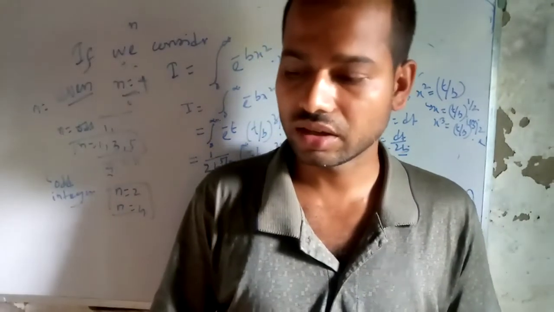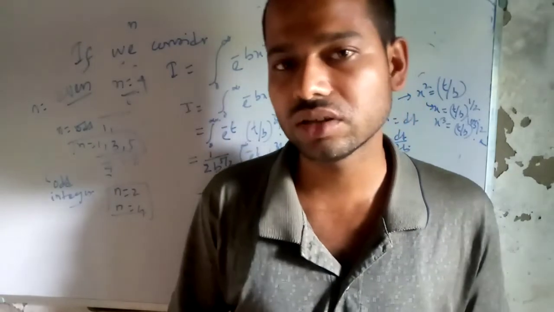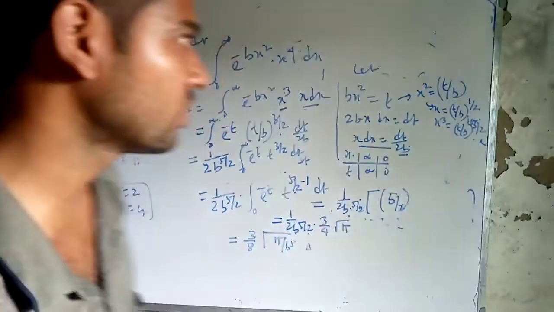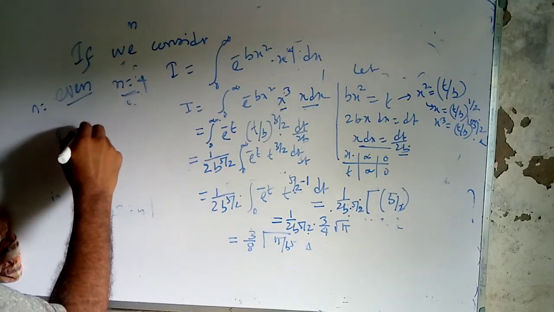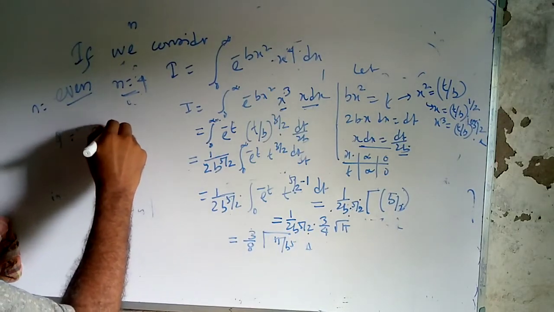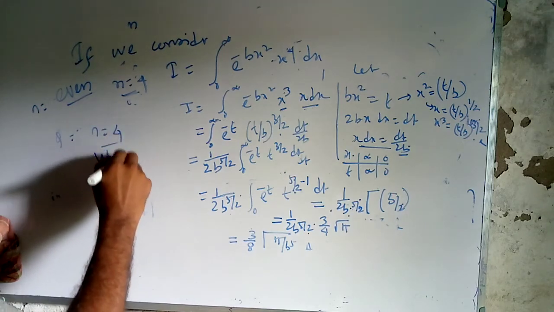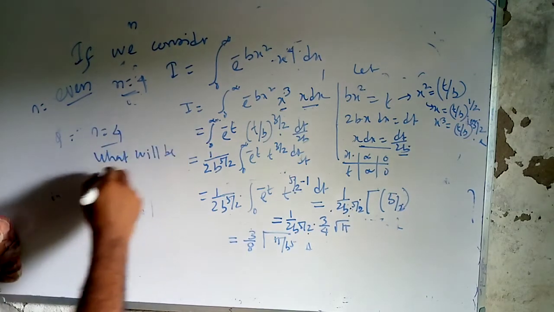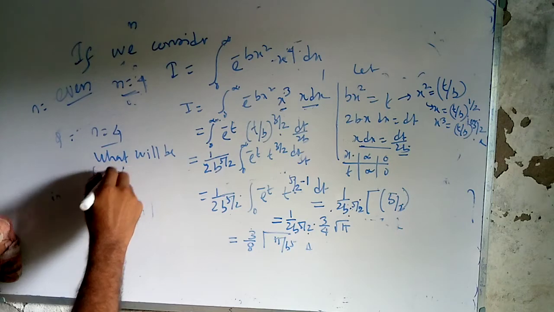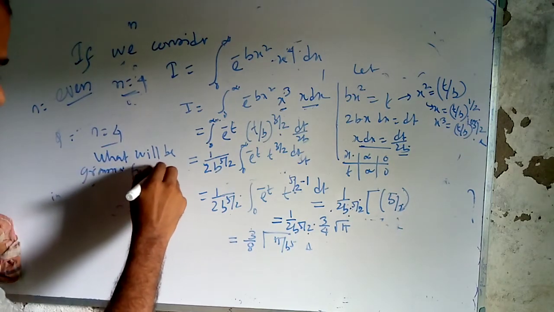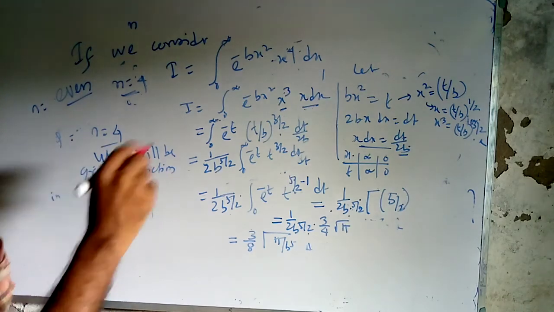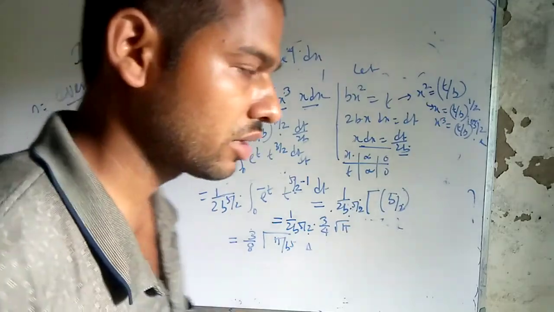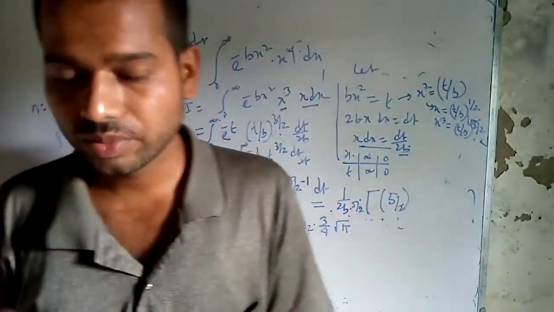You may see a question in NEET or GATE: if n is equal to 4, what will be the gamma function value, or evaluate the gamma function for n equal to 4, with options 1, 2, 3, 4. Whichever is the correct option, give it a tick. You may practice this here.